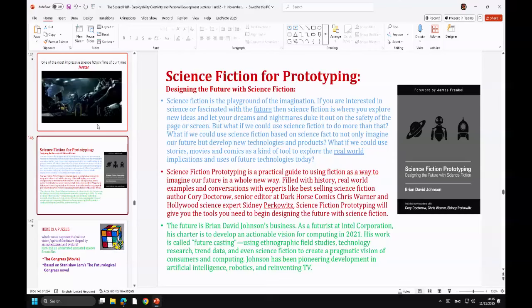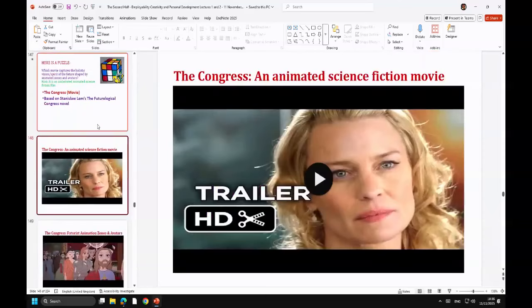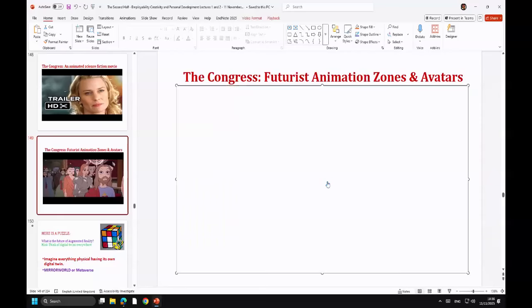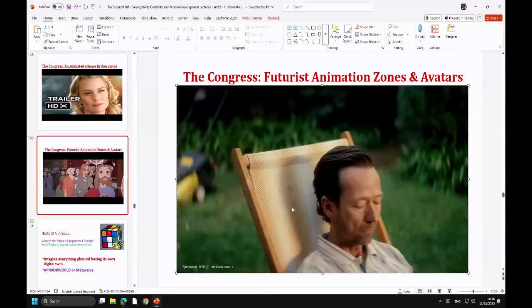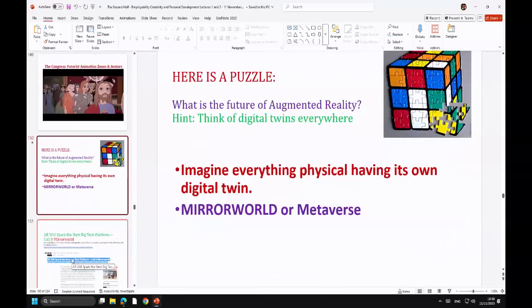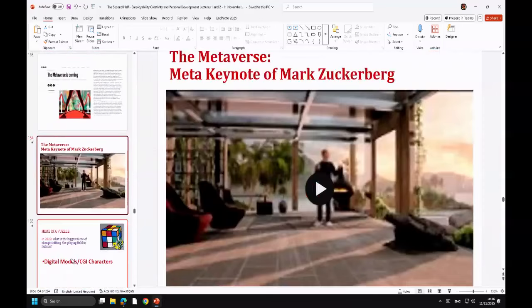Science fiction is like prototyping for the future. That's why you need to read a lot of science fiction, but also watch a lot of science fiction movies if you really want to understand the future. And some of the movies I recommend are here. The Congress is one of them. And in this movie, the person enters these animation zones. And then it becomes real. So you can watch the movies and mirror world, metaverse, slides about those. Just be curious about this.